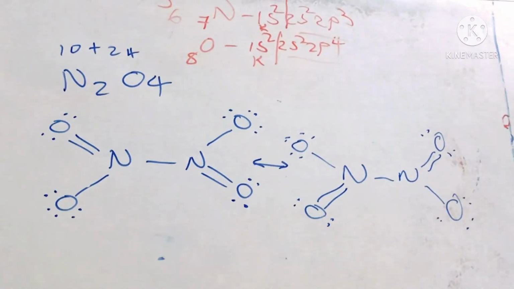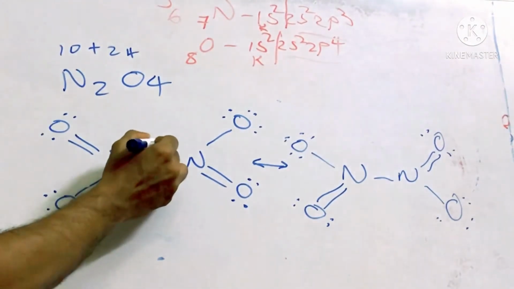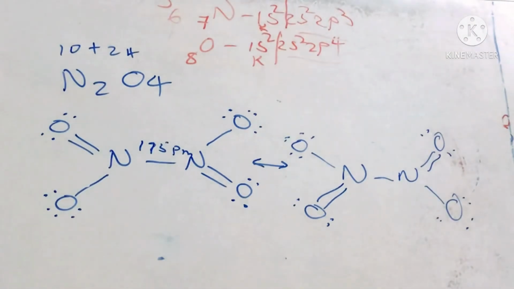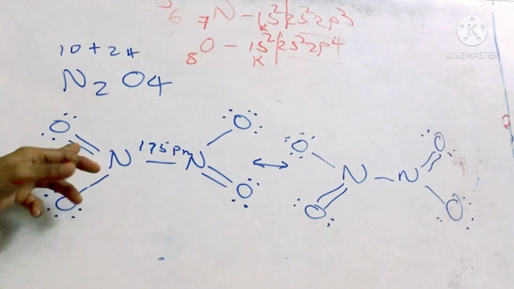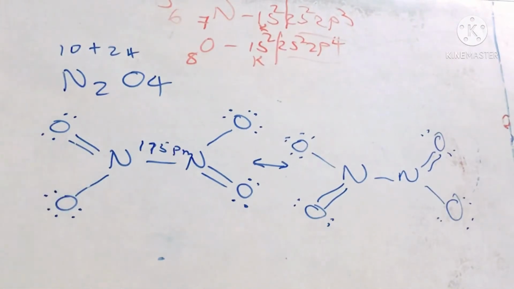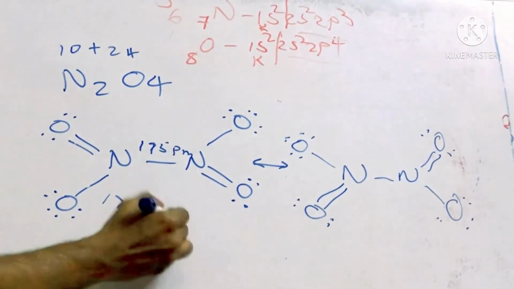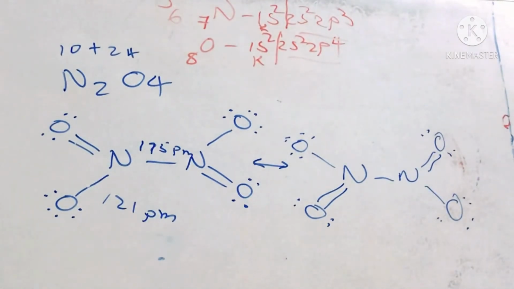N2O4 we have written the resonance structures, and it is also a planar molecule. The bond length here is around 175 picometer, that is the NN bond length. So NO bond lengths we have already seen, that a double bond length is very less. But in both cases the bond length will be common because they are in resonance form. So the bond length is around 121 picometers. Okay. So the angle here is 135 degrees. All these things we know.